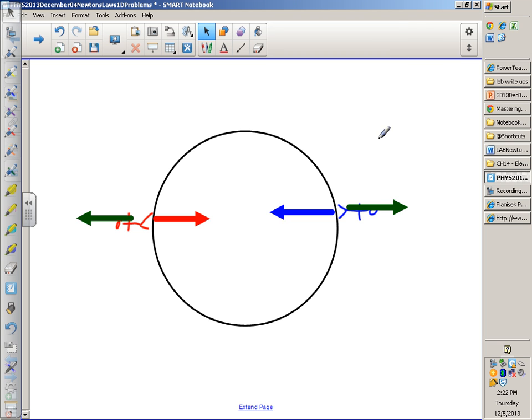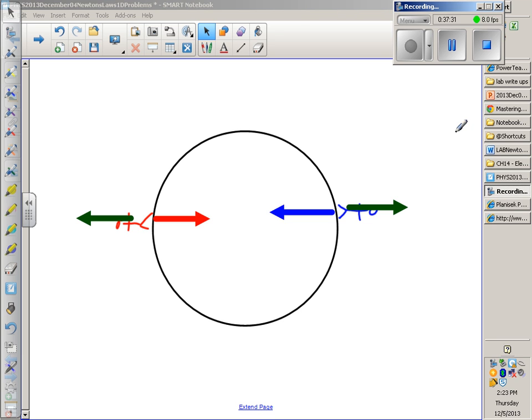So on that sheet that we were just looking at, there are other problems similar to the one that we just did. Okay. So, quiz tomorrow over Newton's second law, third law, problems, and calculations. Okay.